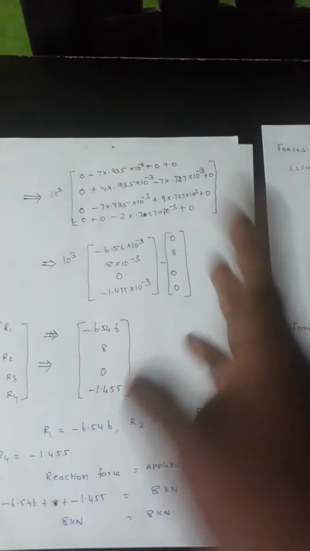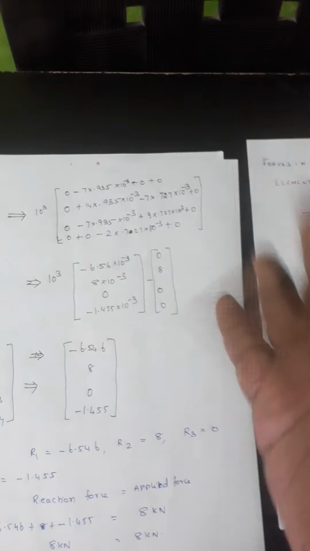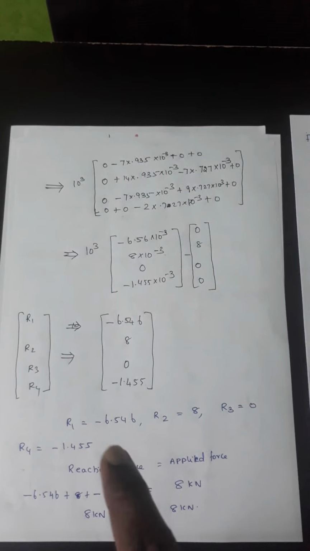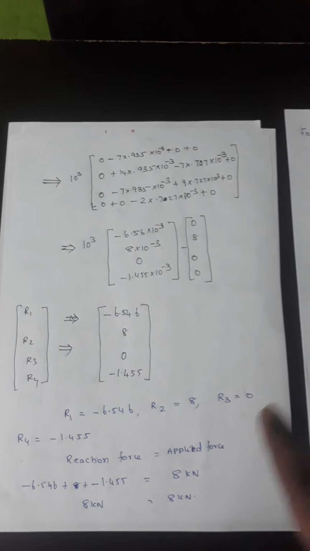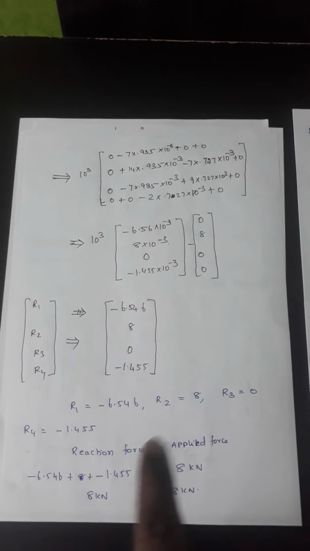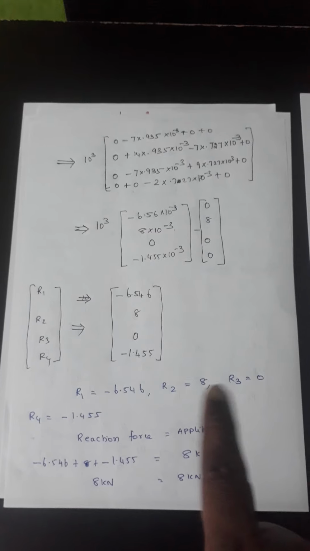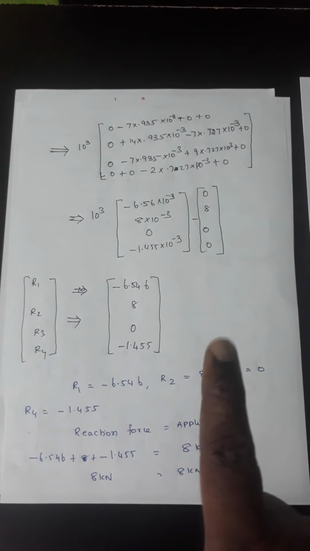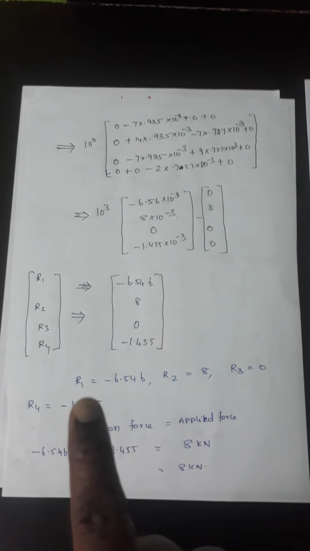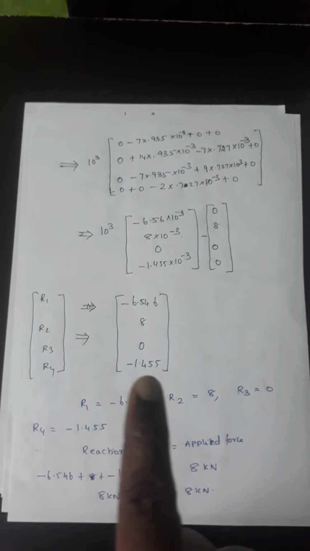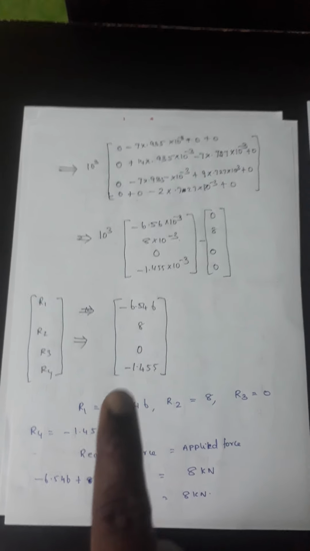After subtracting from K U star, and whatever simplification I have done, I got this. R1 is 6.5, R2 is 8, and this one. The R2 value of 8 is the applied force value. So this and this are the support reactions, R1 and R4, the reaction forces at the supports.